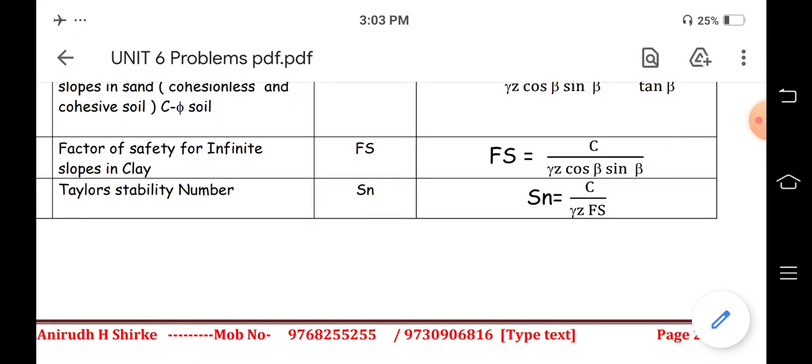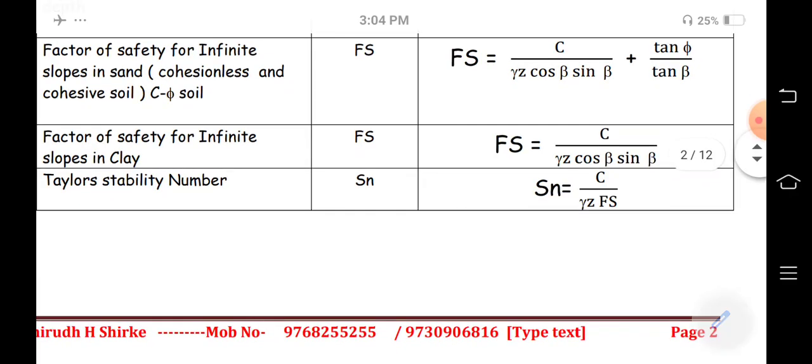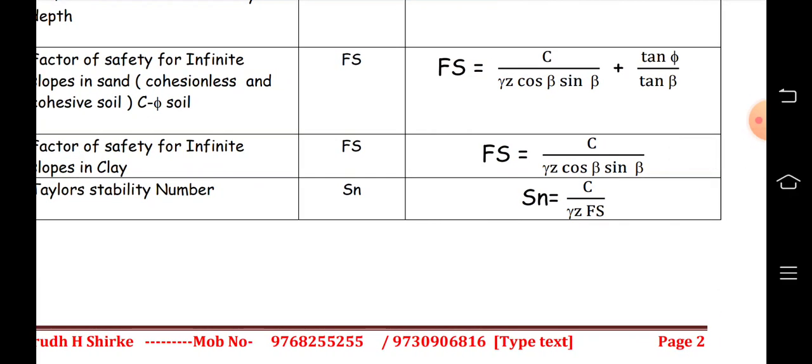This is a very important formula, that is the Taylor stability number, Sn. So Sn equals C upon gamma into Z into Fs. Most of the problems in competitive examinations might be based on this Taylor stability number. So Sn equals C upon gamma Z into Fs, where C is cohesion, gamma is unit weight, Z is the depth of slope, and Fs is the factor of safety.